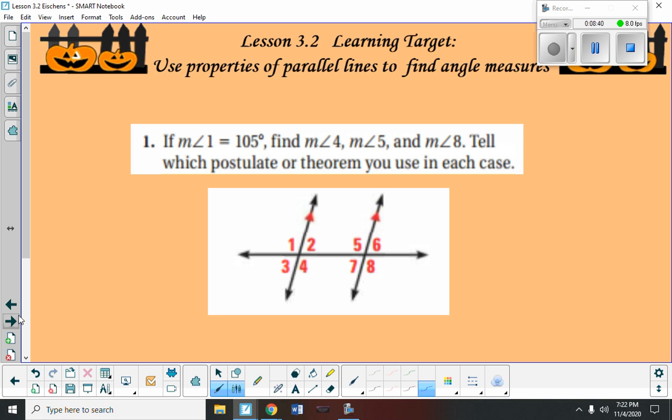All right, because the measure of angle 1 is 105, find the measure of angle 4, 5, and 8, and tell which postulate or theorem you would use. So angle 4, well, that would be 105 because they're vertical angles. Angle 5, you could do it a couple ways. You could say that angle 1 and angle 5 are corresponding, or you could say angle 4 and angle 5 are alternate interior. Angle 8 and angle 4 are alternate exterior, or you could say angle 4 and angle 8 are corresponding, or angle 5 and 8 are vertical. So all of those are congruent.